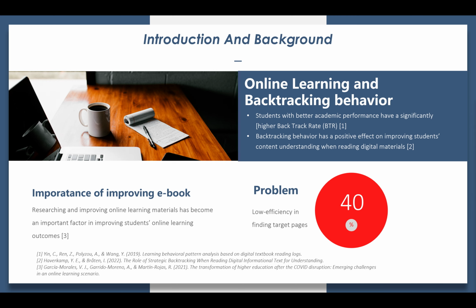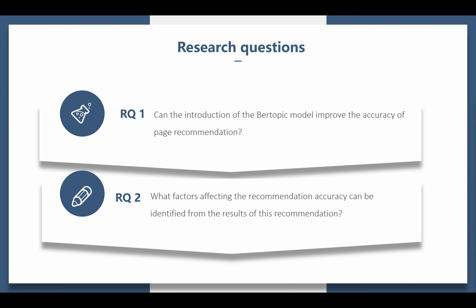With the rapid development of online learning, researchers have not only noticed that students often reread the same page content, known as backtracking behavior, but also revealed a positive correlation between backtracking behavior and learning outcomes. In our research, we found that about 40% of page jump behavior occurs during the process of students looking for target pages, which leads to low efficiency in reading and learning.